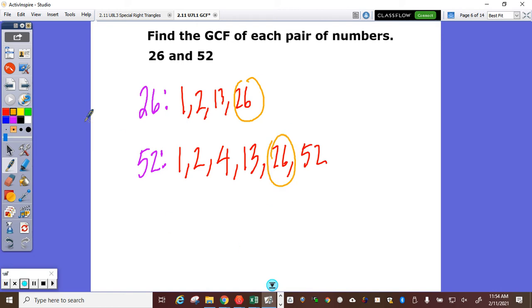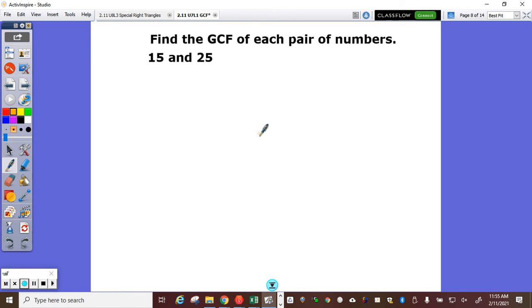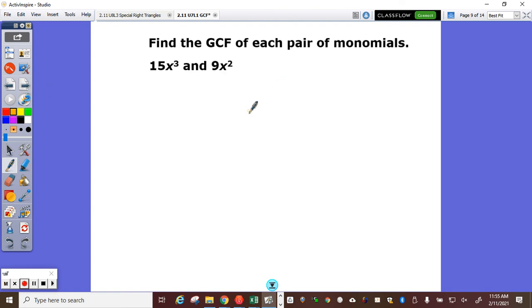All right, good. So now, do it in your head. What's the largest number that goes into 12 and 16? 4. You were going to say like 6 or something once you find out. 12. All right. 15 and 25. 5. All right, good.